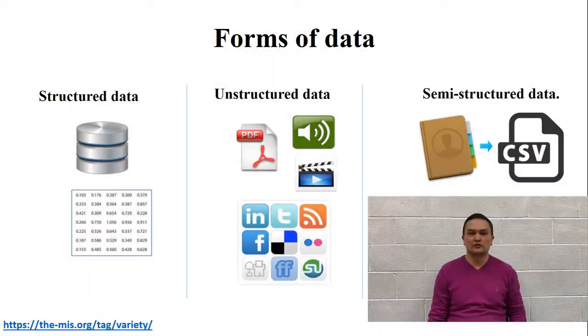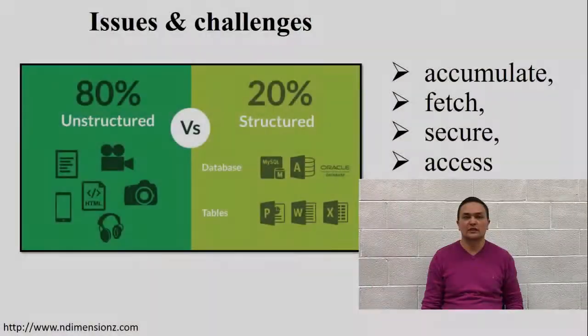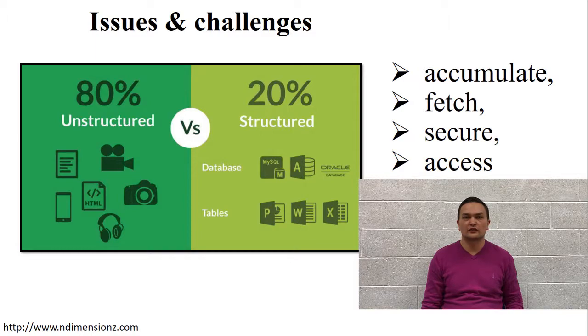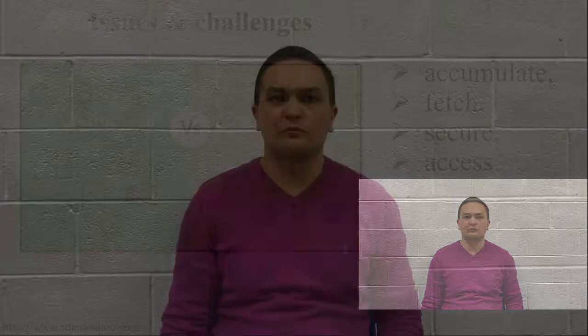Referring to data types, there are 3 forms of data. Structured data are contained in relational database and spreadsheets. Unstructured data cannot be easily classified, like emails, videos, audio, or PDFs. Semi-structured data are data from web applications such as weblogs. Taking into consideration that unstructured data is 80% and structured is just 20%, there are a series of problems in order to accumulate, fetch, secure, and access it.